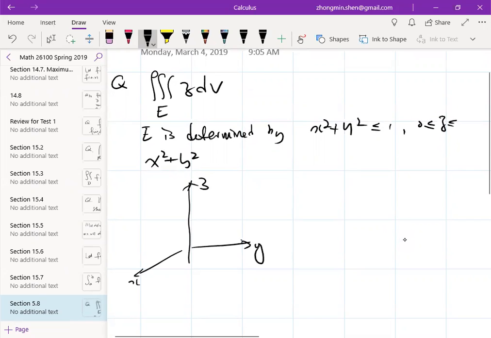x squared plus y squared is less than or equal to 1. That means it's going to be a cylinder in 3-dimensional space. Then z is between 0 and x squared plus y squared. So you have to understand the surface z equals x squared plus y squared, which is a paraboloid. And z equals 0 is the xy plane. So this is the part we're talking about. This is the solid under that.